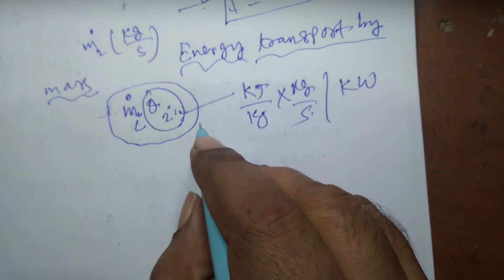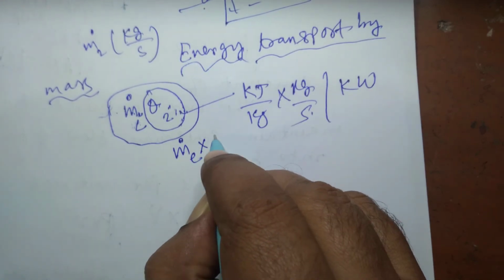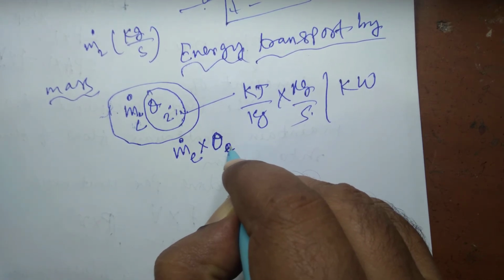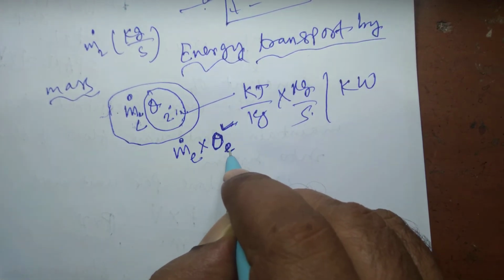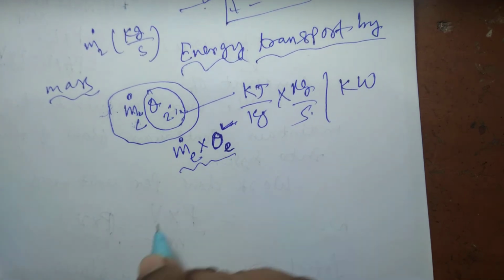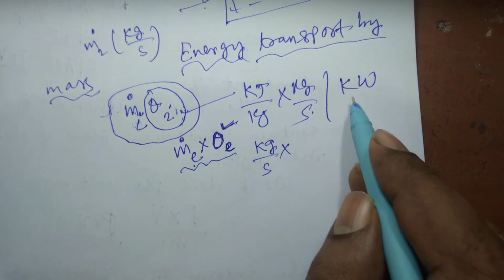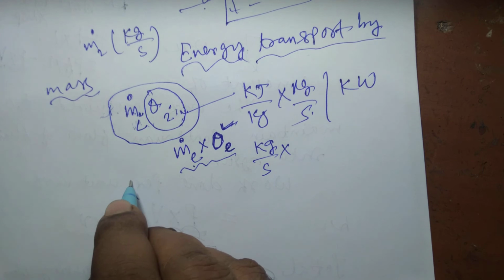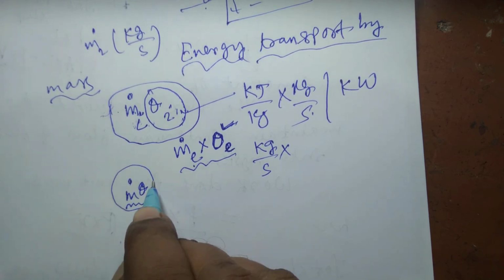And when the mass leaves the system, that will be me dot, the mass flow rate that leaves the system, multiplied by theta e, the energy of the flowing fluid at the exit end. The unit of this will be kg per second multiplied by kilojoule per kg, and again that will be kilowatt. So overall I can write m dot theta, where m dot is the mass flow rate and theta is the specific energy of a flowing fluid, or energy of a flowing fluid per unit mass.